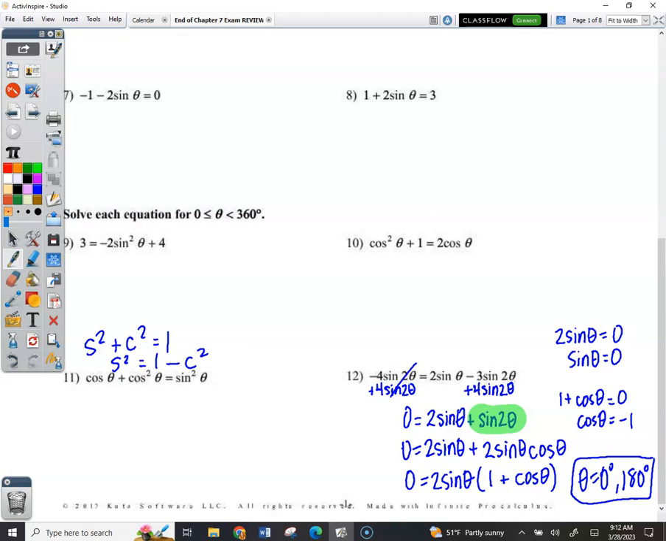Number 10 is also solved by factoring. Number 9 is solved by square roots because you just have the single trig that's being squared.